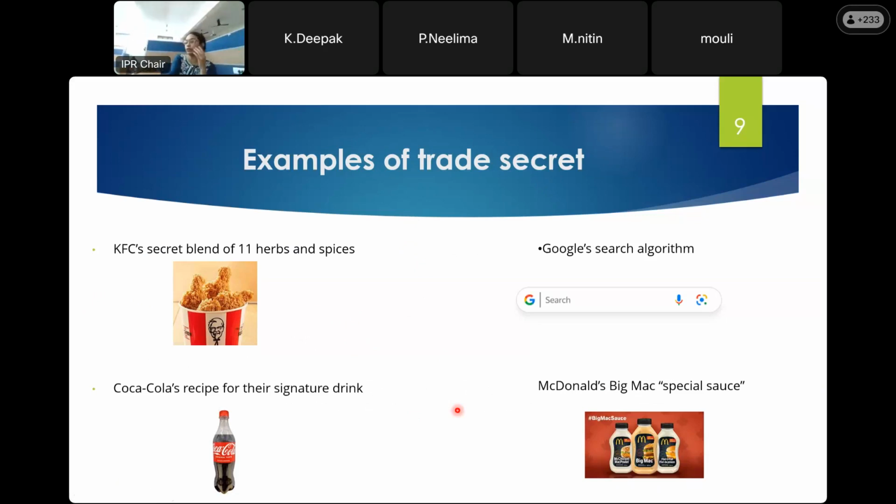The same is true for the Coca-Cola drink. That recipe also nobody knows. Then the Google search algorithm, nobody knows what the exact algorithm is. Then McDonald's Big Mac special sauce. This recipe also nobody knows about. So these are some famous examples of trade secret. If you can keep anything secret that nobody knows, and if your competitor knew about it, they might replicate it and put you out of business, that kind of confidential information that is very important in trade and business is called trade secret.